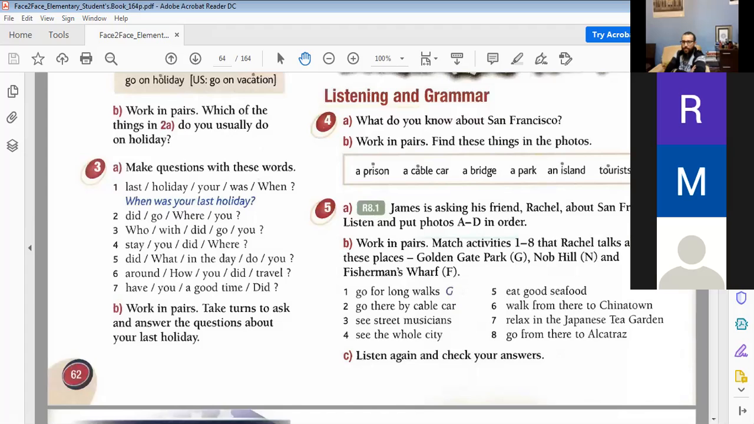Ask her number 1. Ask her about it. It's not necessary to go in order, but maybe start with the most important one so we know when her holiday was. Okay. When was your last holiday? My last holiday was 2 years ago. Correct. It was 2 years ago. Very good.